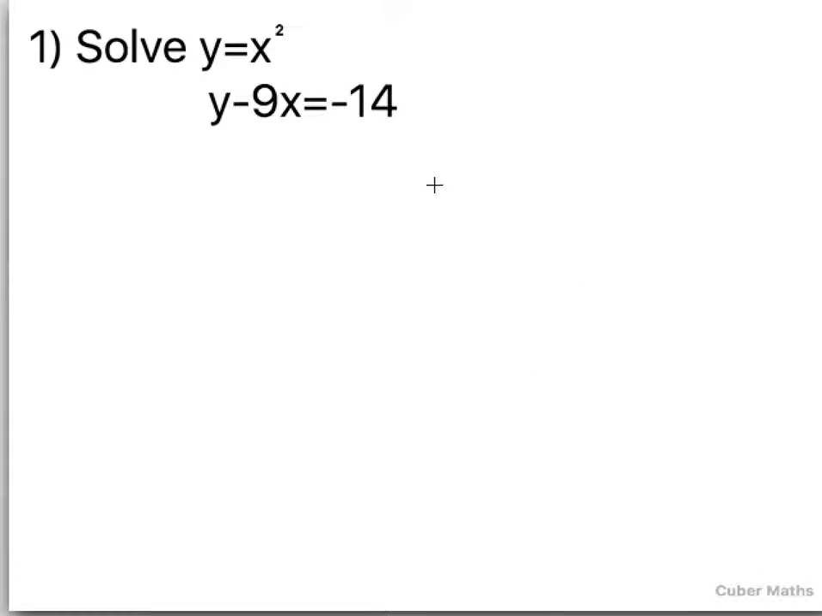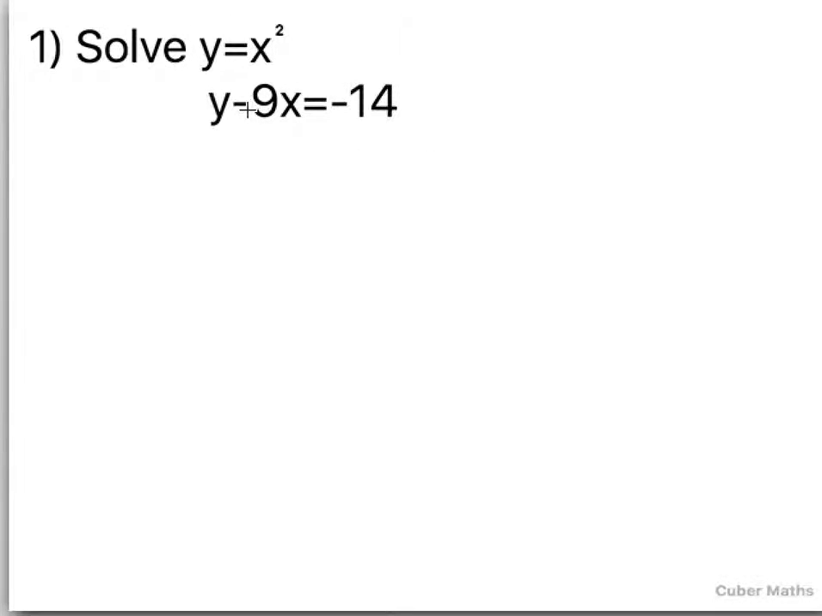Here we have our first problem, and it says solve y equals x squared, y minus 9x is equal to 14. And when we're solving simultaneous equations, we're looking for two values for y and two values for x. And once we have both of those sets, we know that we've solved it.